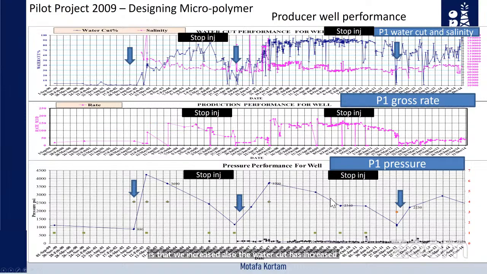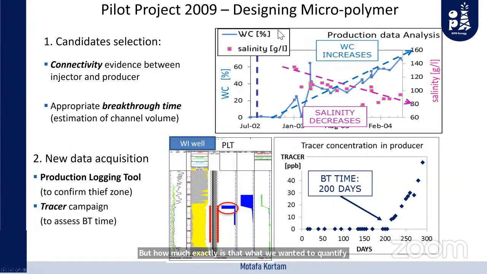When we stopped the injection at this period, the pressure declined, the water cut declined a little bit, and the salinity increased a little bit. And then when we resumed the injection, the pressure returned back again, and the water cut increased again. So, I mean, after a small time scale, we had the indications that the injection does matter in this well, and the effect is strictly obvious. But how much exactly, that's what we wanted to quantify by using the tracer.